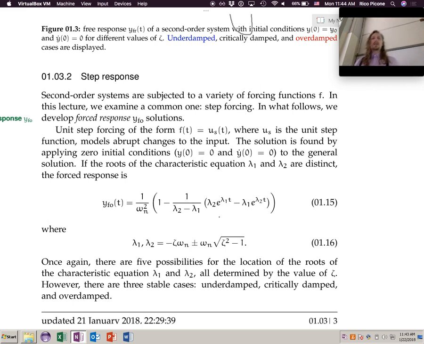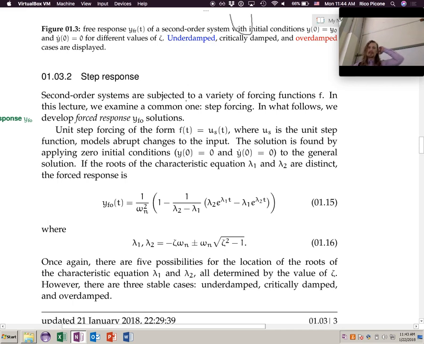So second order systems are subjected to a variety of forcing functions, F, of course. In this lecture, we examine a common one, a step forcing. In what follows, we develop forced response, Y, forced solution. So free response is what we just did, so now we're doing forced response.